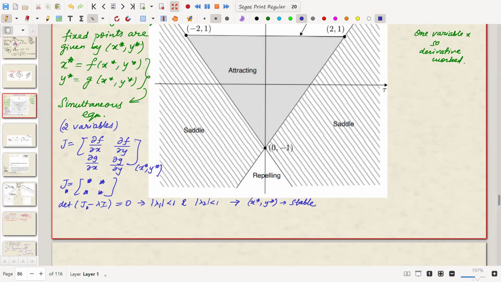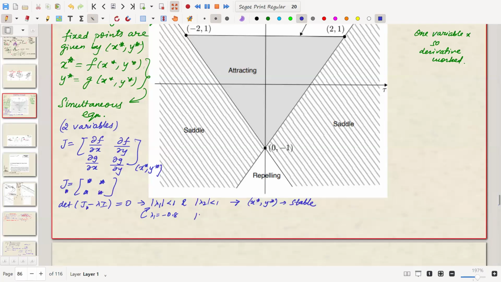You should be confident. You will get the eigenvalues. Mod of lambda less than 1 means lambda can be in between -1 and 1. Think lambda 1 is minus 0.5. Does it satisfy this condition? Yes. So lambda 1 has to be in between -1 and 1, and lambda 2 has to be in between -1 and 1. Therefore, x star, y star is stable in this case.